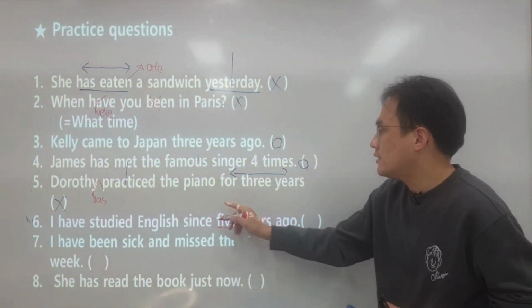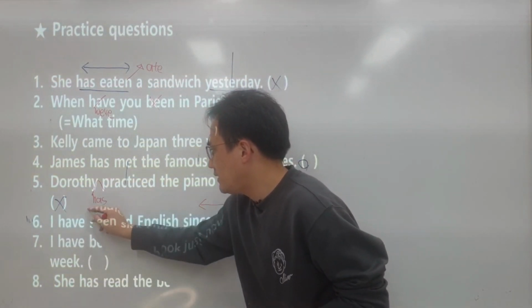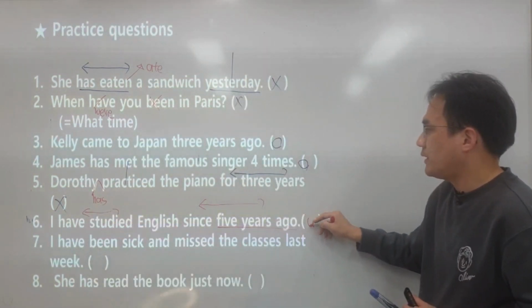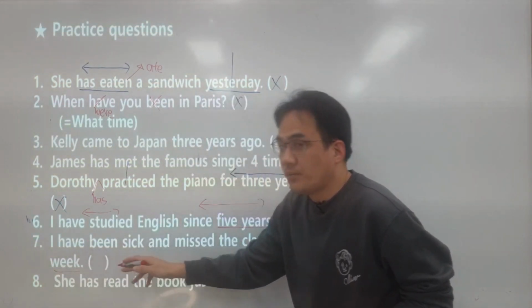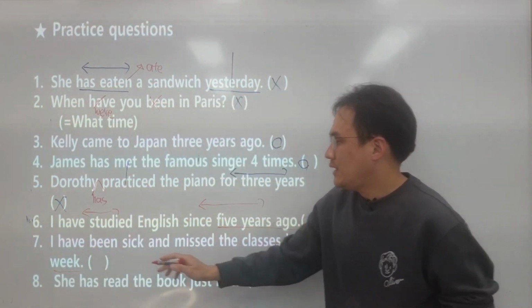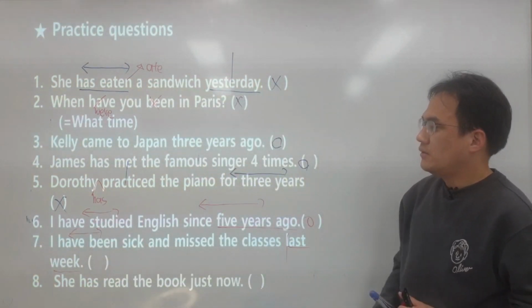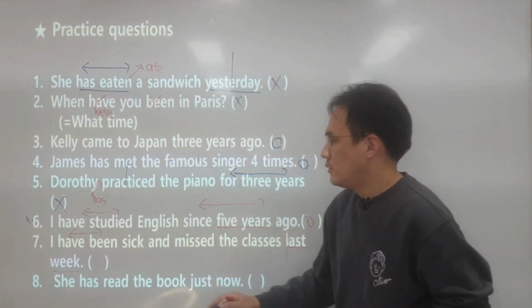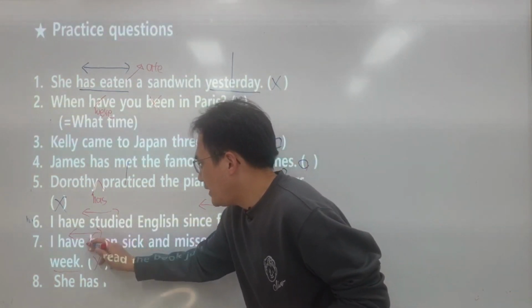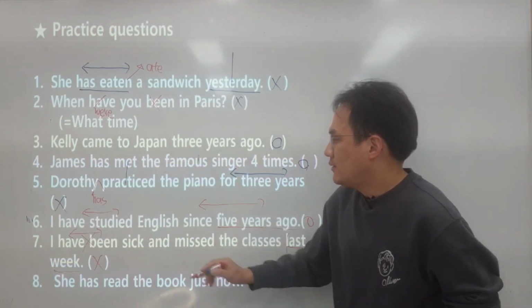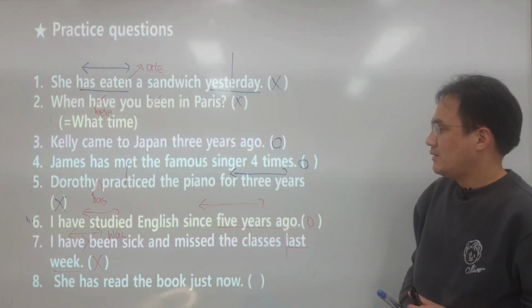So it indicates a period of time. Also, have studied indicates a period of time. So it's correct. As I mentioned before, last is just one point in the past, while have indicates a period of time. It's just one point. So it's incorrect. So how can we correct that sentence? I was sick and missed the class last week.